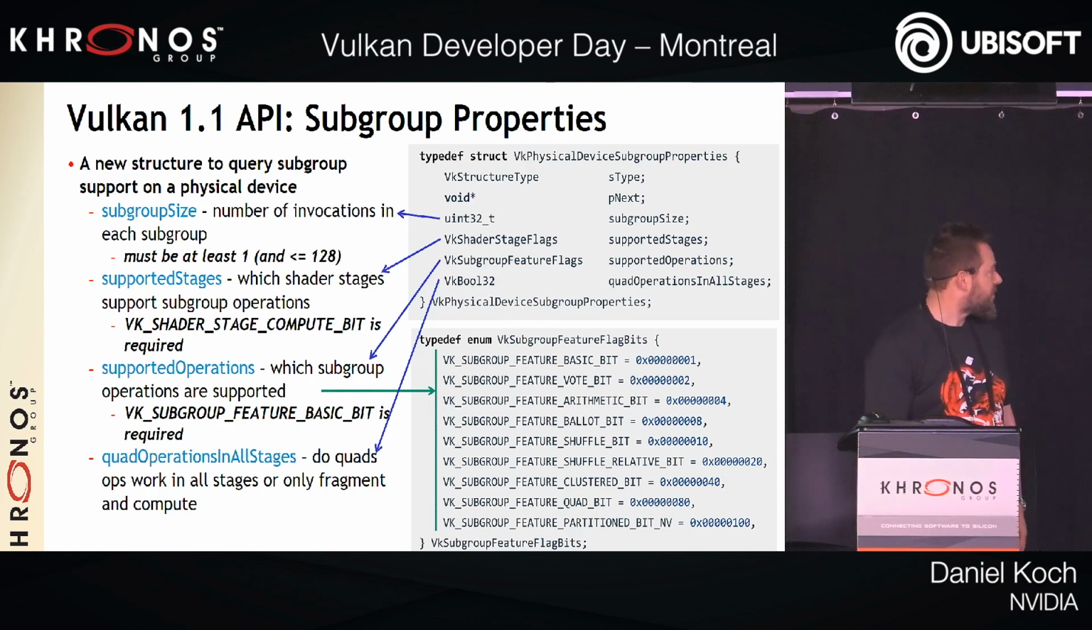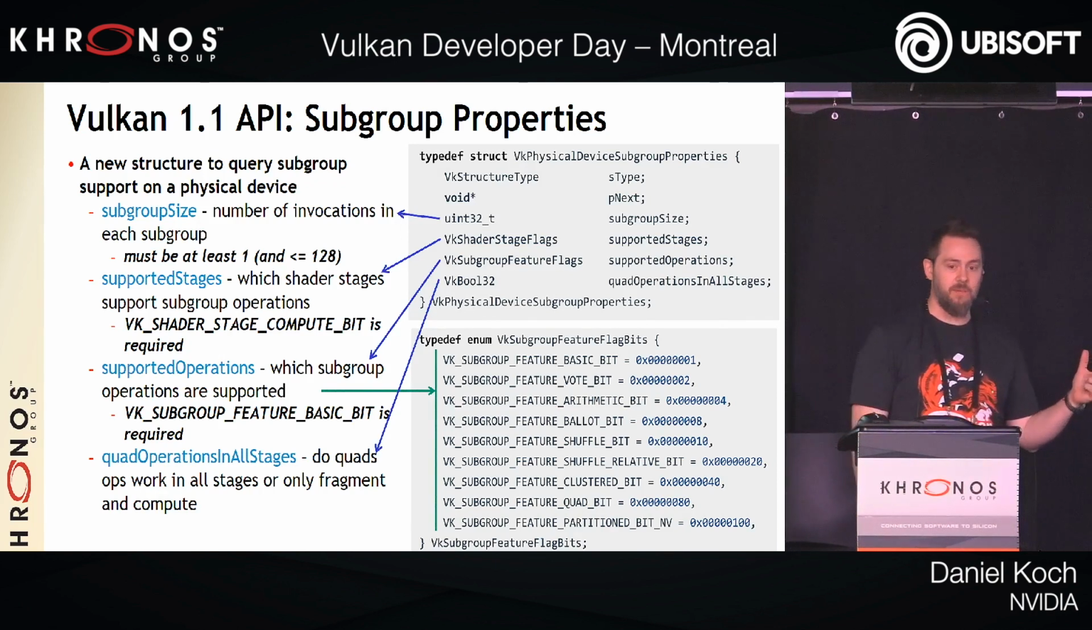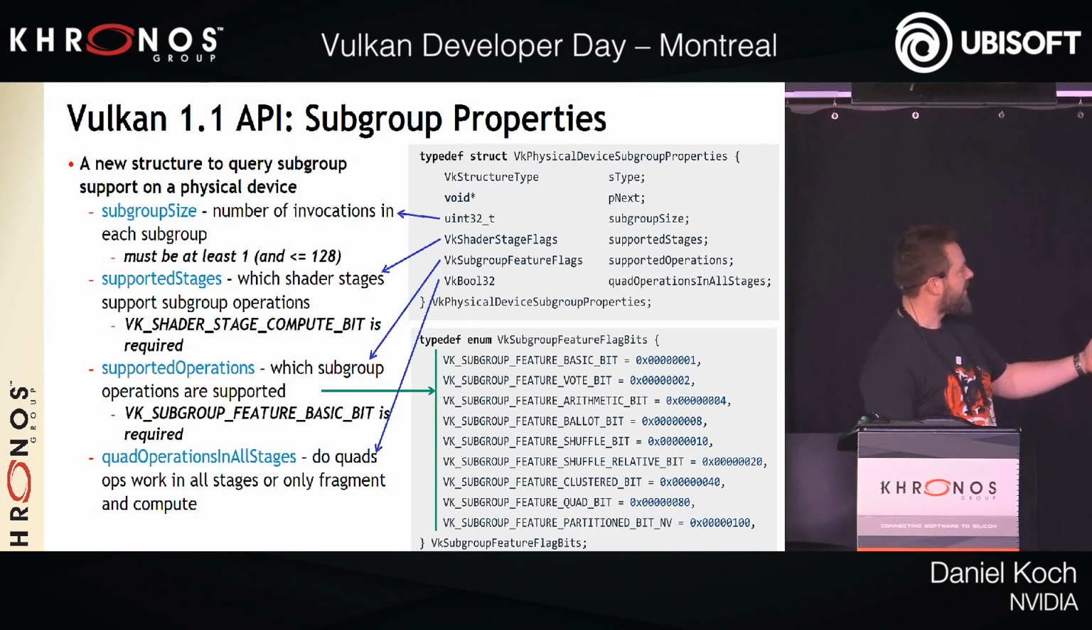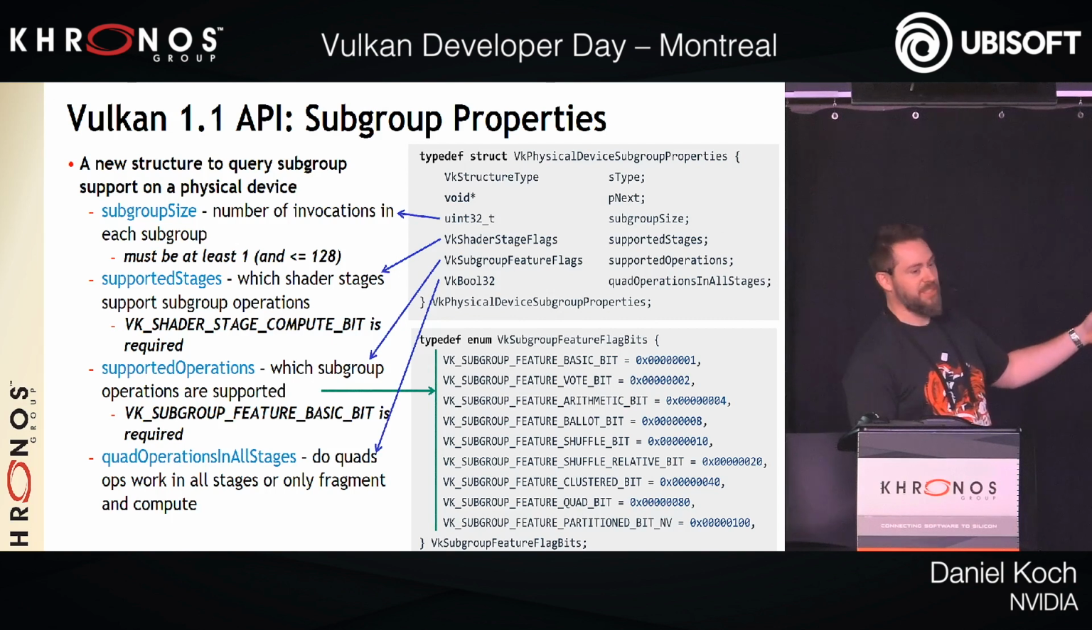This first one is the subgroup size. That's basically the number of invocations in each subgroup. So it's a number between 1 and 128. I'll get to some common values. Common values are 64 and 32. But it could be down to one, which isn't really a subgroup, it's basically the trivial case.